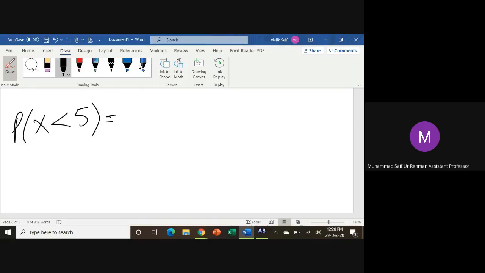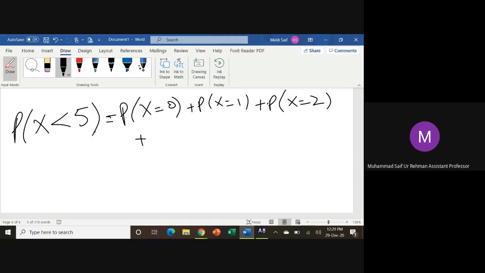Okay. So now you can solve it by using 2 routes. One route is this: you simply take this into account. You can write it down as probability of X is equal to 0 plus probability of X is equal to 1 plus probability of X is equal to 2 plus... So you are going to accumulate the probabilities. So therefore, cumulative probability distribution.